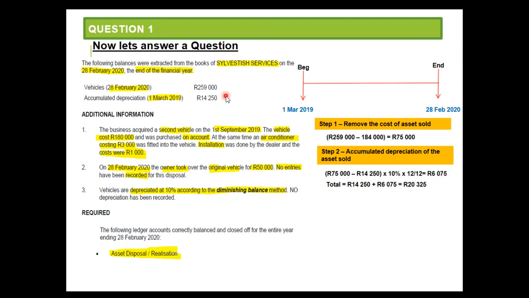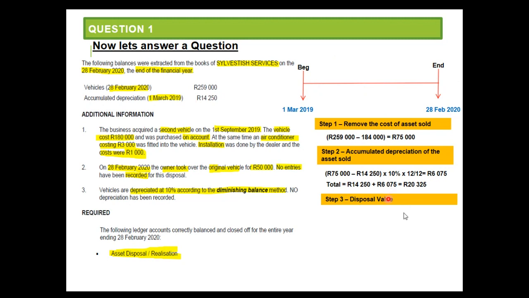From when I bought it long time ago, I don't know when did I buy it, but maybe I bought it 10 years ago till now. So that I accumulated how much? 325. Step number 3, I need to deal with the disposal value.